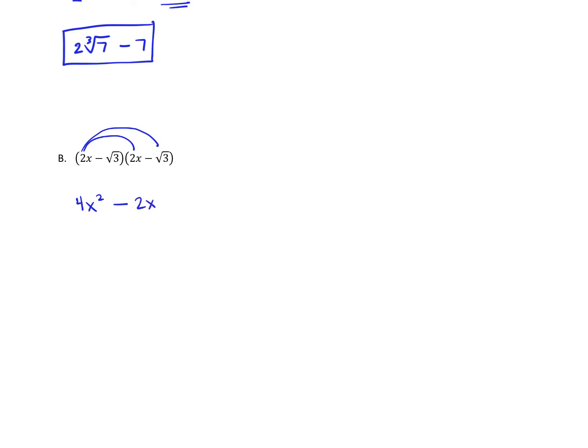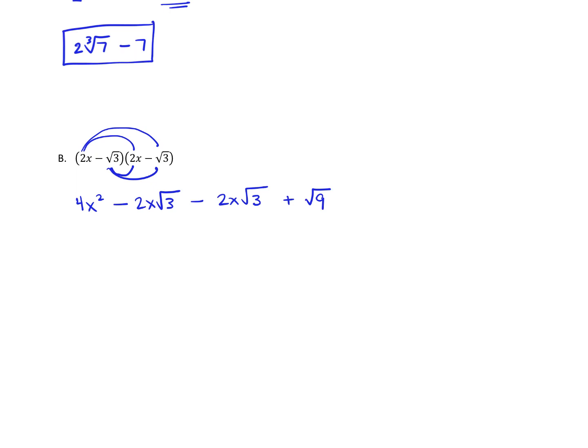The 2x is just going to go right in front of the root 3, so you have a 2x root 3. Now we're going to multiply a negative root 3 times a positive 2x, which is going to be negative. That 2x will go out in front of the root 3. Then we have a negative root 3 times a negative root 3. That's going to be positive because of the negative times negative. Square root of 3 times square root of 3 is the square root of 9.